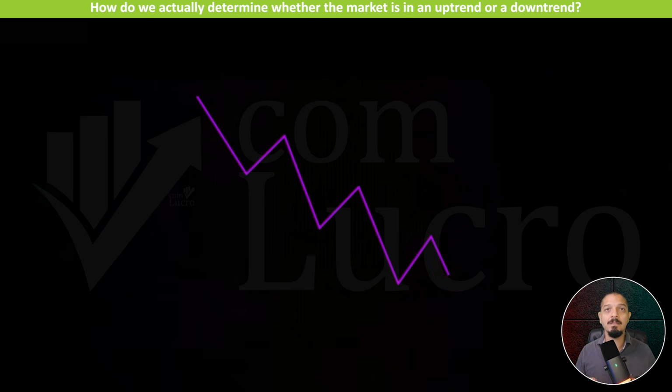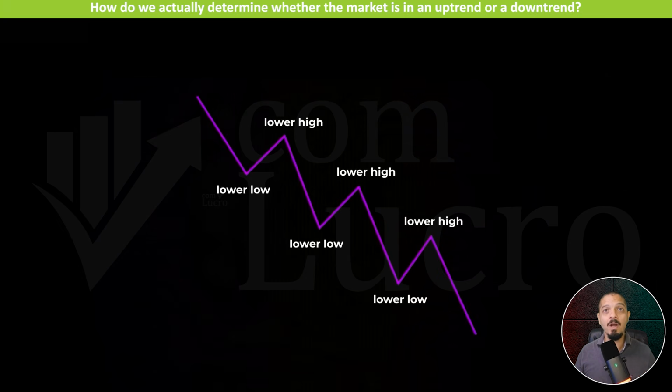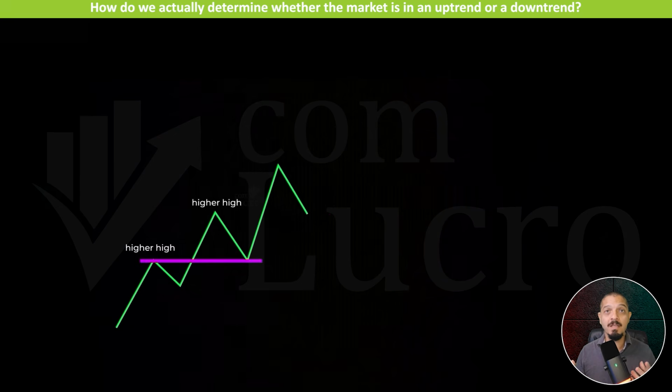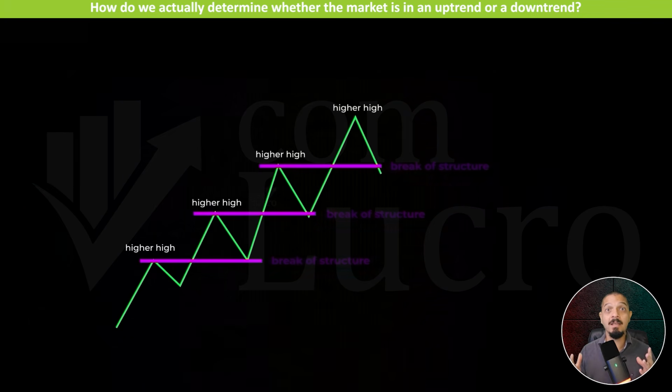In contrast, during a downtrend, price forms lower highs, marked as LH, and lower lows, marked as LL. They are called lower highs because each high is lower than the previous one, and lower lows because each low is also lower than the previous one. In an uptrend structure, each time price breaks the previous high and creates a new higher high, this movement is referred to as a break of structure, commonly abbreviated as BOS.